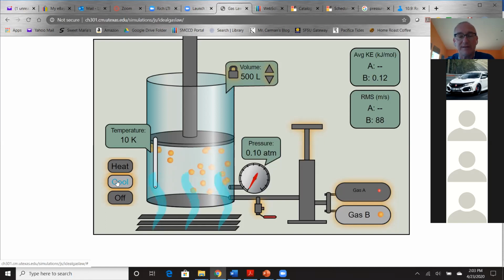So at 10 Kelvin, you can see they're barely moving at all. And when they're barely moving at all, they very rarely make contact with the side of the container. And because they're barely making contact with the sides of the container at all, the pressure drops to almost 0. So we can see like 0.10, 0.1 of an atmosphere, whereas before we were getting almost 7 or 8 atmospheres of pressure. Exactly the same amount of gas, but since the particles are barely moving, the pressure is extremely low.